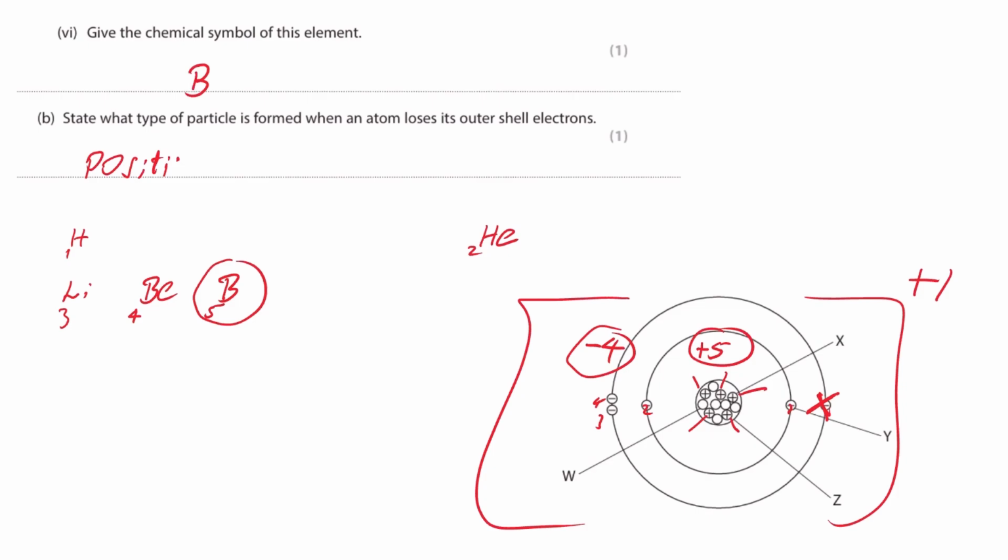In chemistry, for a positive ion, we use one single word. We call it cation. Now, if you have a negative ion, we call it anion. So here is a positive ion, or we can call it cation.